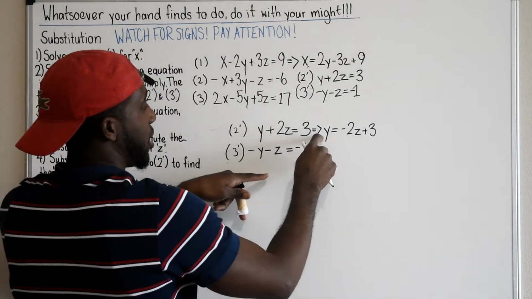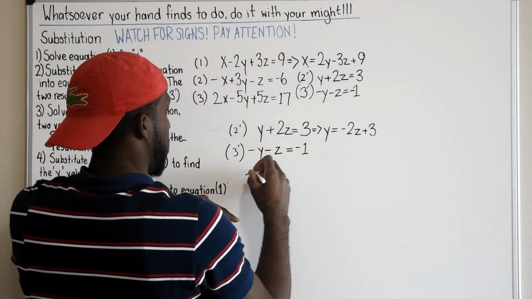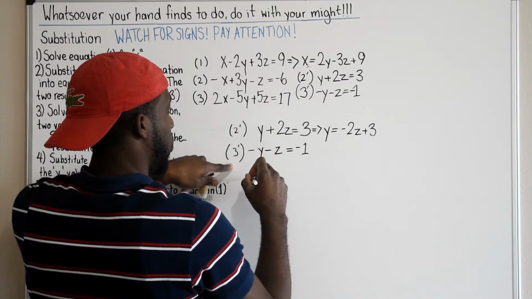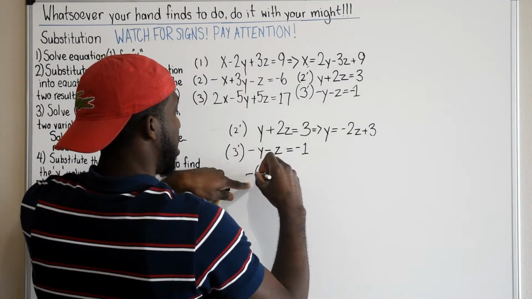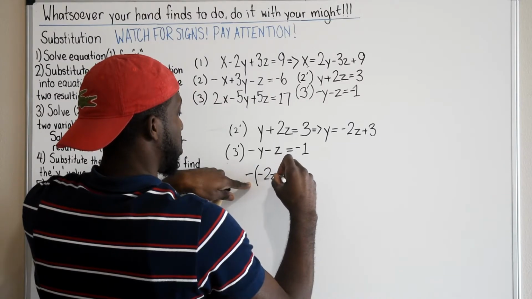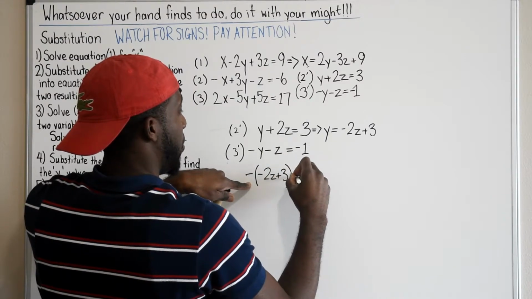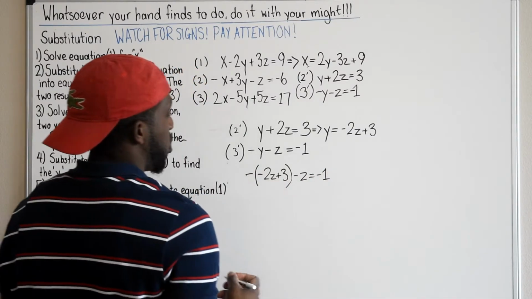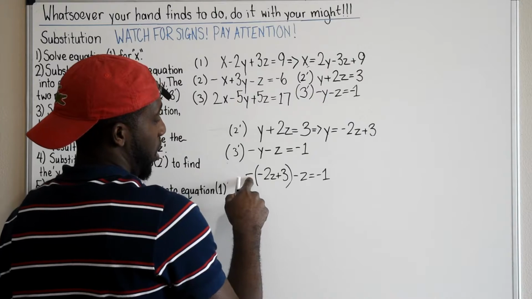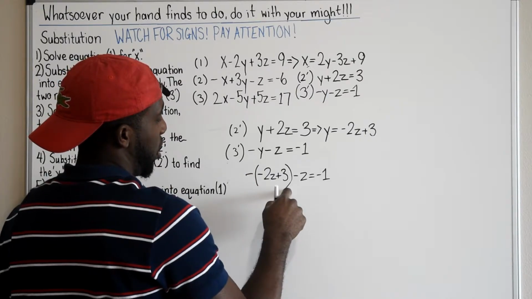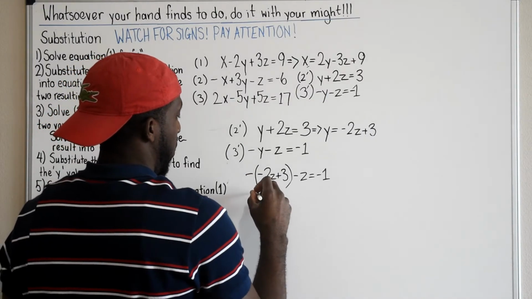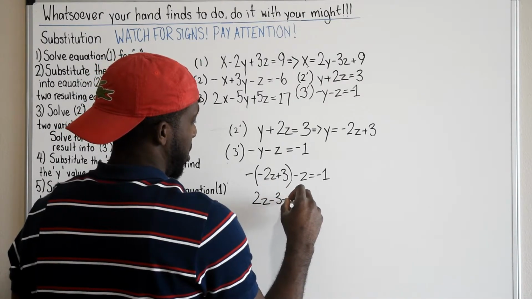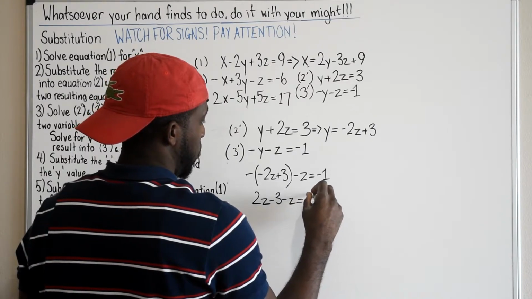Okay, so we solve for y in 2' and we're gonna substitute this y into 3'. Okay, so I take the y equals this right here. So I'm gonna substitute it into 3'. So I got negative y, and what is y? We said y is negative 2z plus 3 minus z equals negative 1. And now we solve. So this is a negative right here. So we're gonna distribute this negative into these terms. And we're gonna get positive 2z minus 3 minus z equals negative 1.